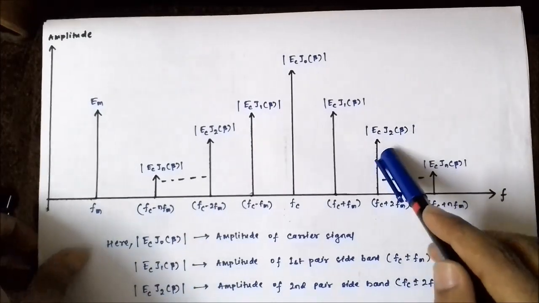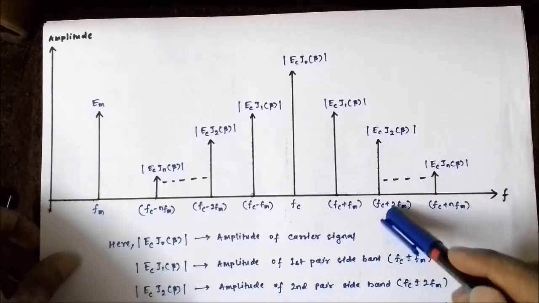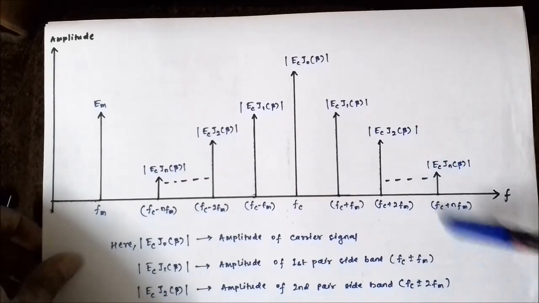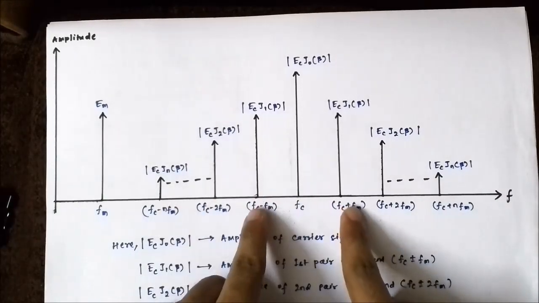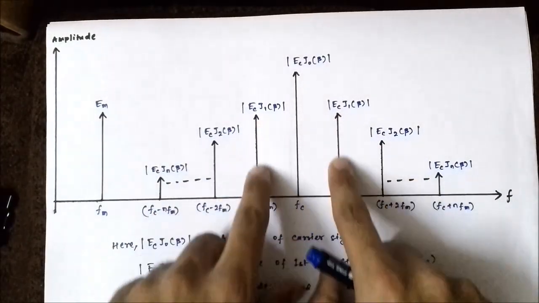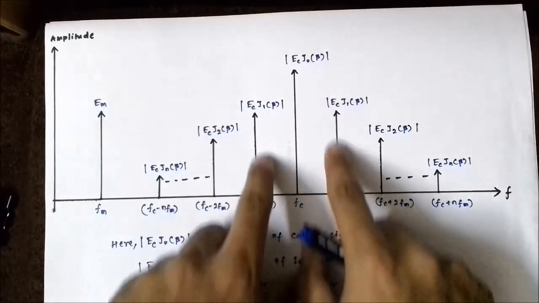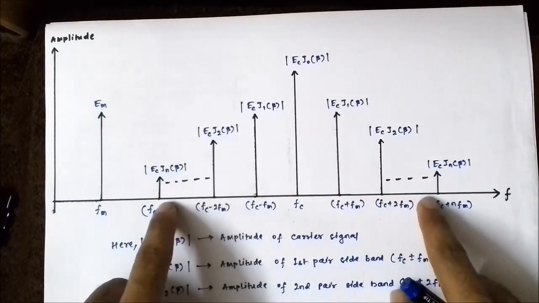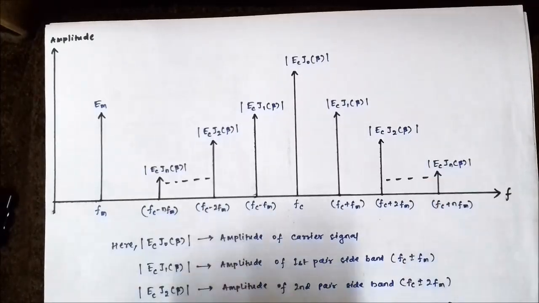The amplitudes will always be in terms of the respective Bessel's coefficient of the respective order n, defined as a function of beta, multiplied with the carrier signal amplitude. Now these two are the first pair of sidebands. These two, the second pair of sidebands. Similarly, after that we have the third pair of sidebands up to the nth pair of sidebands.